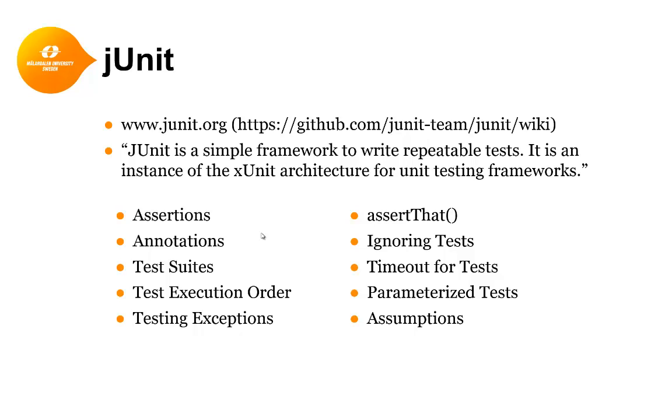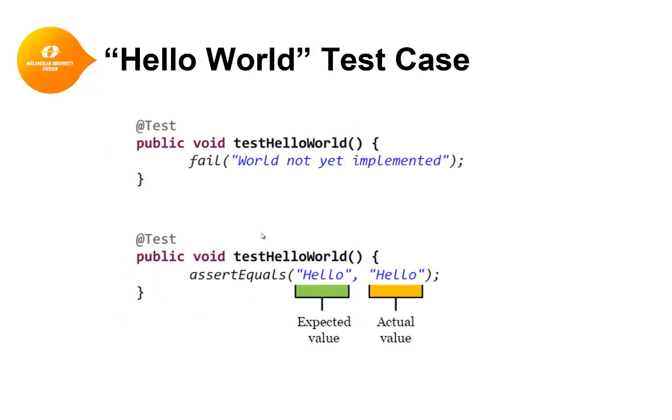In this lecture, we will talk about some more advanced features of jUnit, like assertions, annotations, testing of exceptions, or timeout for tests, and etc. So let's start. A hello world example for a test case in jUnit framework would look something like this.